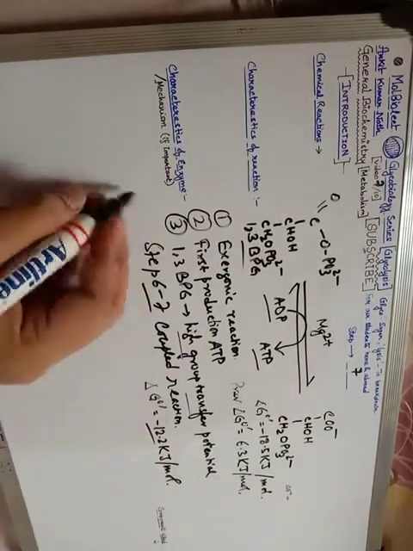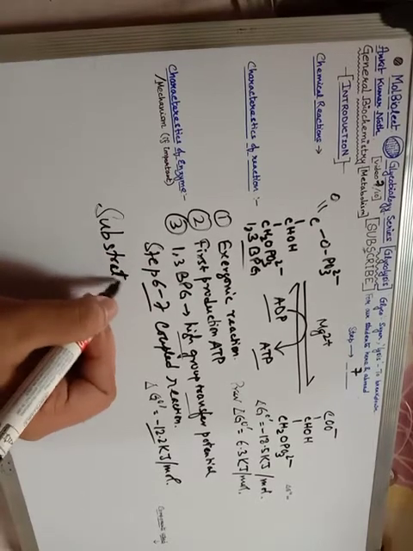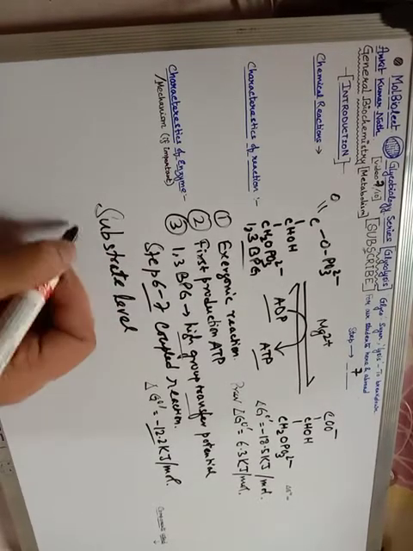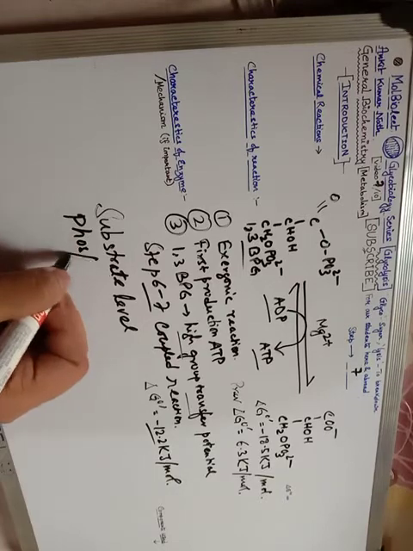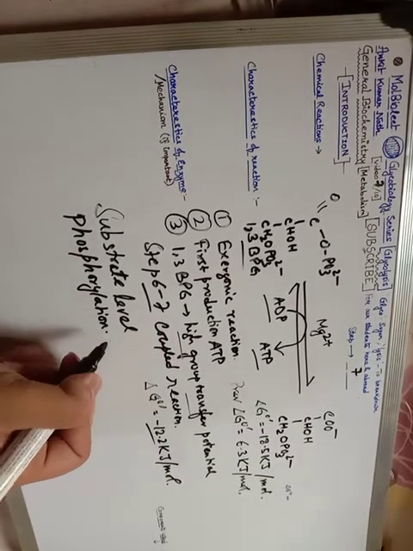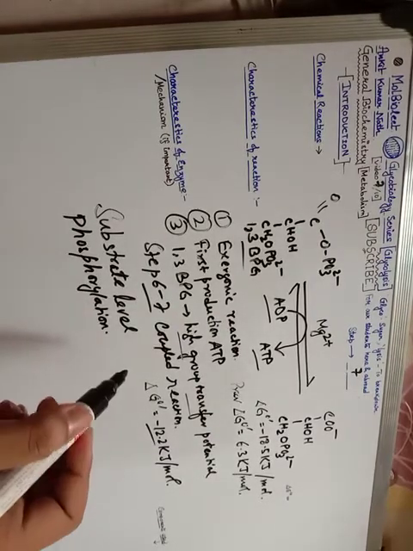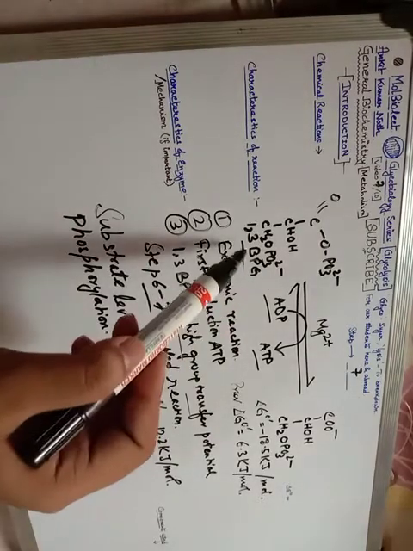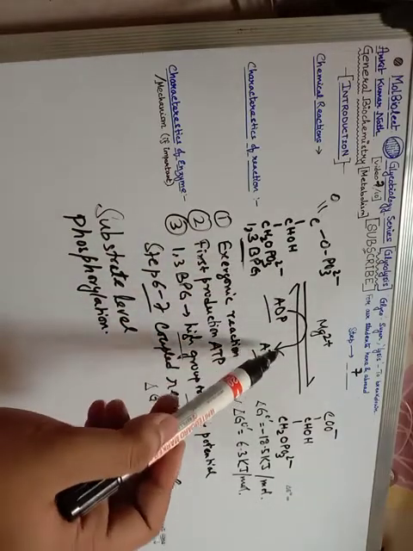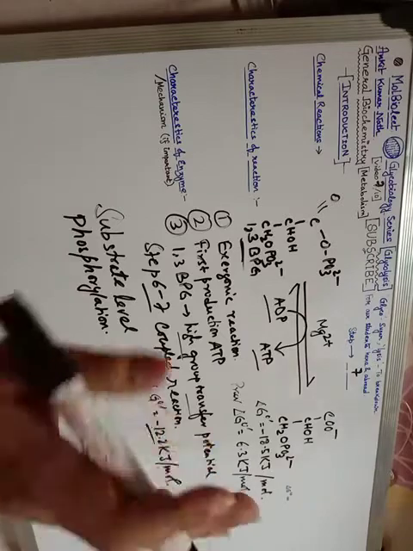Now this reaction is also known as substrate level phosphorylation. There are many other phosphorylations like enzymatic phosphorylations and photophosphorylations, but this is substrate level phosphorylation because here the substrate 1,3-BPG is phosphorylating ADP to ATP, okay. So this is the characteristic of step 7.